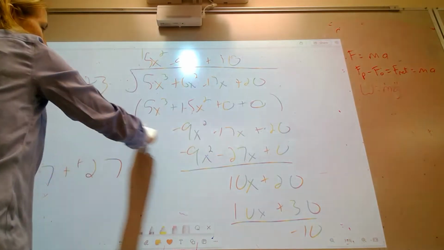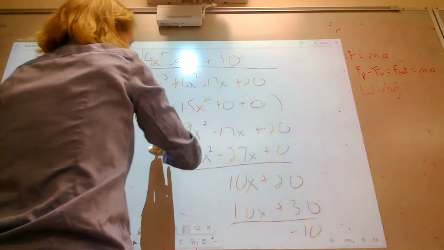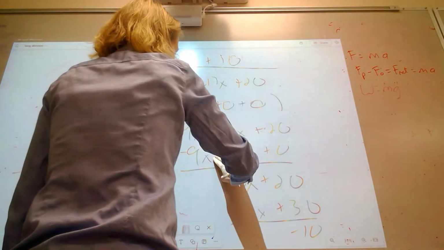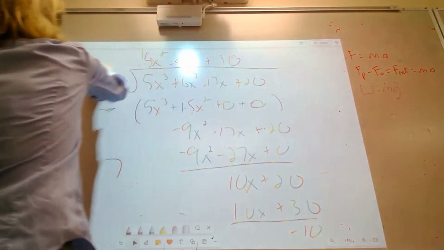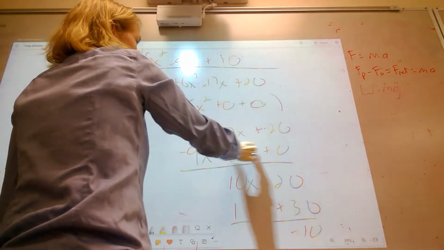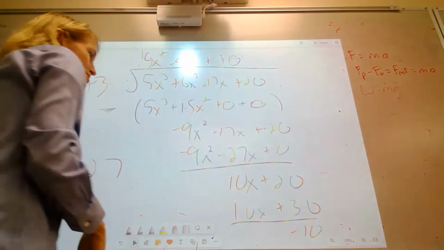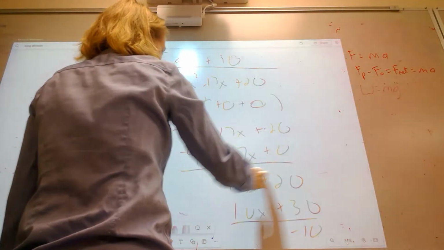What do we multiply x by to get minus 9x squared? It's minus 9x. So then we have minus 9x squared minus 27x plus 0. So we multiply the minus 9x by x, by 3, we get this. Now, I brought down the 20, and so I still have that there. I subtract that, I get 10x plus 20.